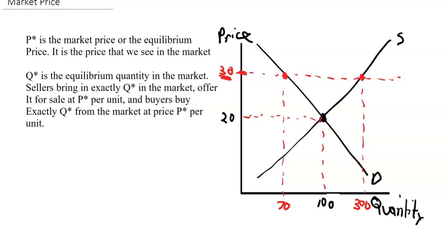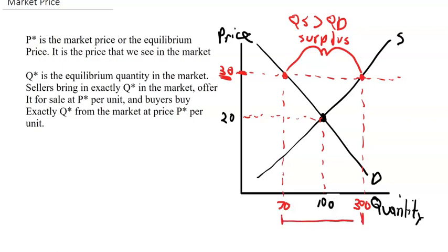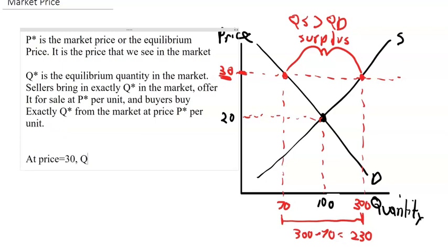So there's more supplied in this region. We can see quantity supplied is greater than quantity demanded. Whenever this happens, we call it a surplus. Quantity supplied is 300, quantity demanded is 70, so the difference is 300 minus 70, which is 230. So at price equal to 30, quantity supplied equals 300, quantity demanded equals 70, so there is a surplus of 300 minus 70, which is equal to 230.